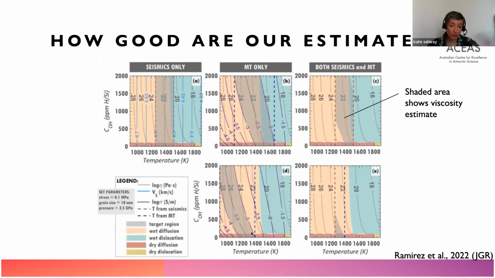This is purely a theoretical example. If we had measured the same seismic velocity but a different electrical resistivity, then that possible region of viscosity gets shrunk down even more, showing that the combination, depending on the Earth conditions, can really tighten those viscosity constraints.